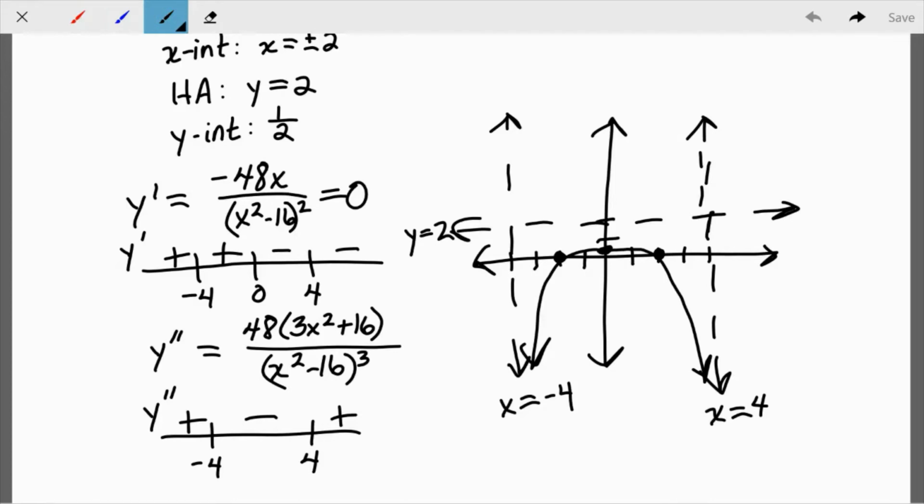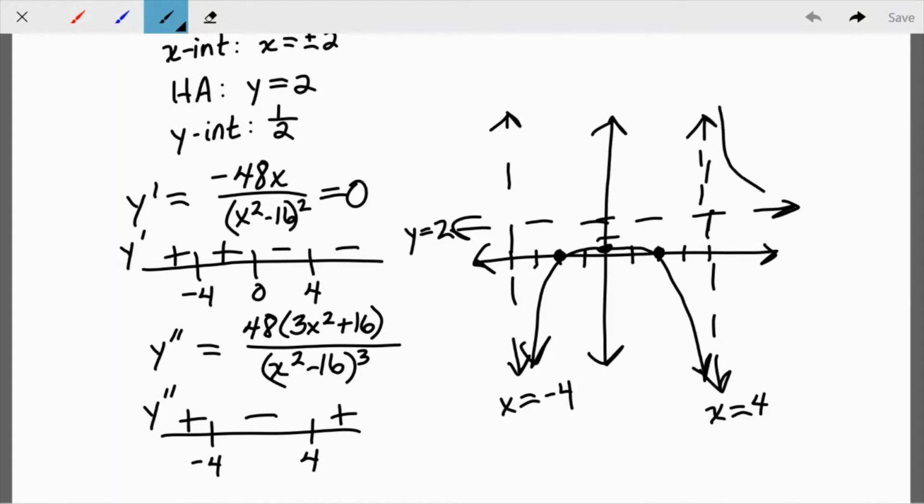So for example, if I'm out where x is equal to 5, well, I can tell if x is equal to 5, I'm going to get a number that is greater than 2. So that's going to give me a value that's somewhere in this region up here. So I know my graph is going to generally have that shape. And then the same thing, I could plug in -5. It's going to give me the same value, and I know I'm going to operate in that region.